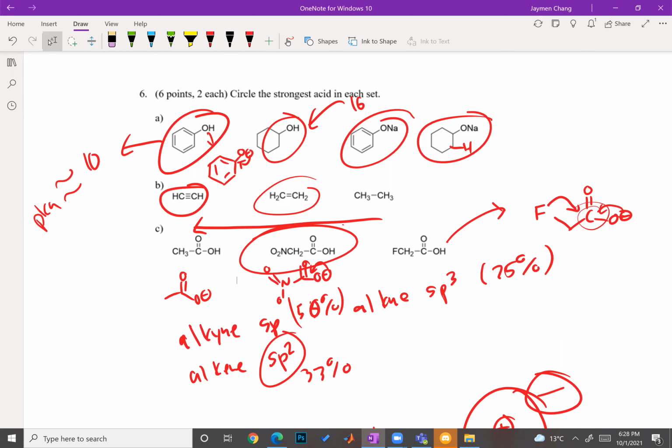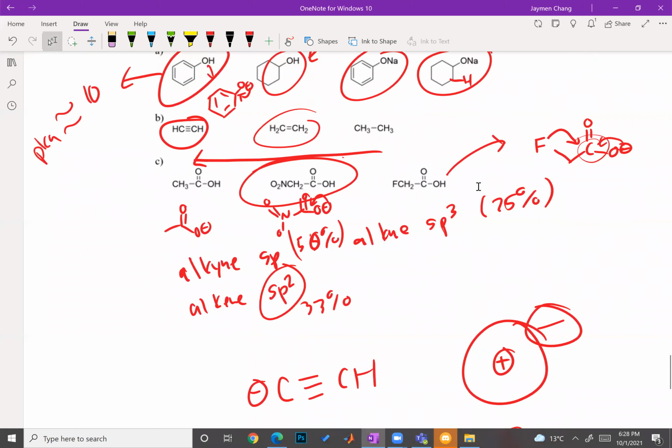You're missing a carbon. Where am I missing a carbon? On here? Yes, I believe I am missing a carbon. Right. Thank you, yeah, thank you for that. There we go. Okay.